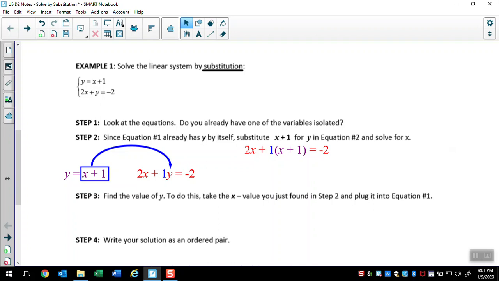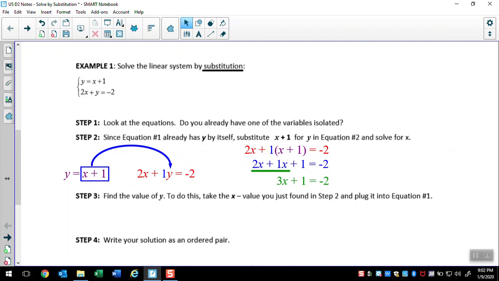Alright, so the first step, in parentheses, I need to distribute. So I'm going to distribute the 1 to the x and then to the 1. My next step is to combine like terms. So 2x plus 1x will give me 3x. Where'd it go? Oop. Forgot it's over here. Alright, so there it is. 3x plus 1 equals negative 2.